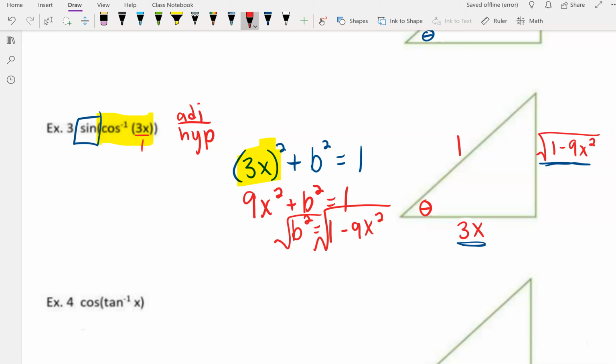And that should be helpful because we need to write sine of theta. So sine of theta is opposite over hypotenuse. So opposite of theta is this, and hypotenuse is this. So opposite is the square root of 1 minus 9x squared. And then over hypotenuse, which is 1, we don't need to write that. So this is our final answer.